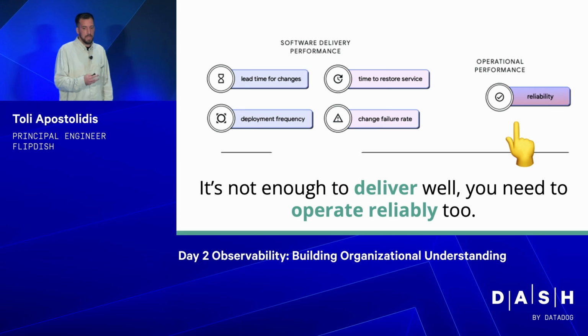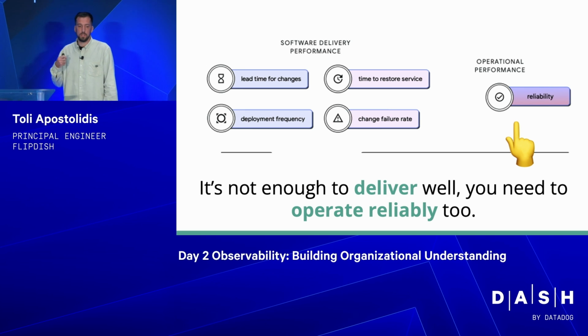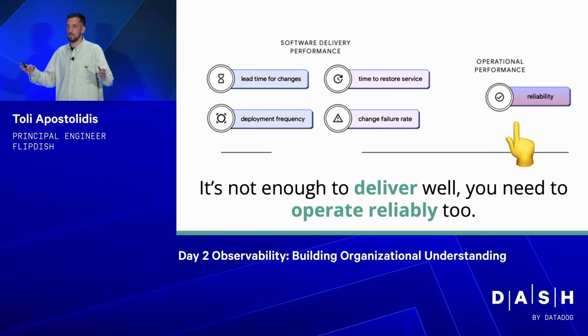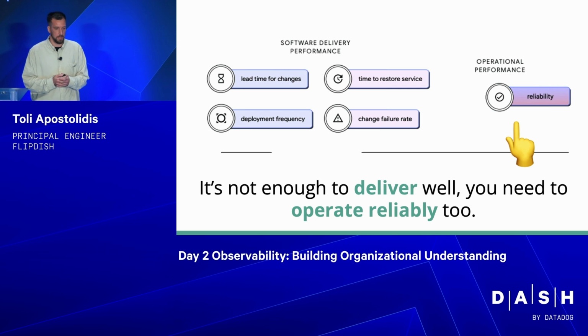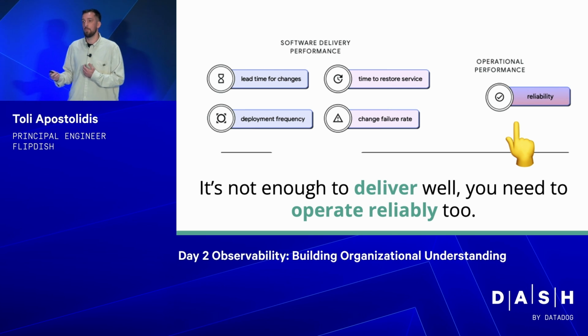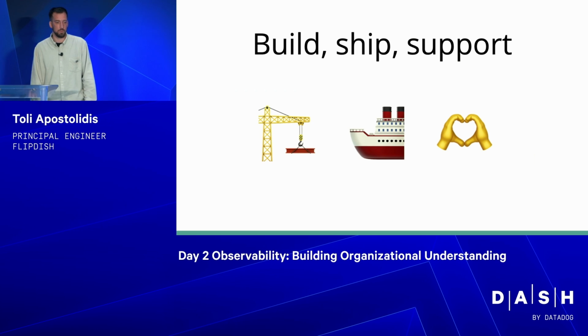But then in later assessments, from 2018 onwards, they started seeing a fifth metric emerging: reliability. And you might be wondering, why am I talking about DevOps when I'm meant to be talking about observability? This is when observability comes in, because they're starting to find that it's not enough to deliver well, you also need to operate reliably too. A lot of things go into reliability, but observability is one of them.